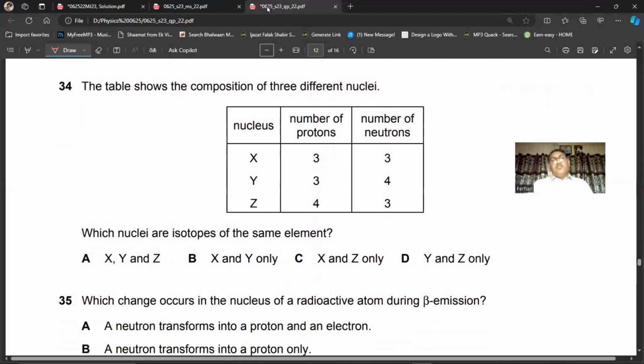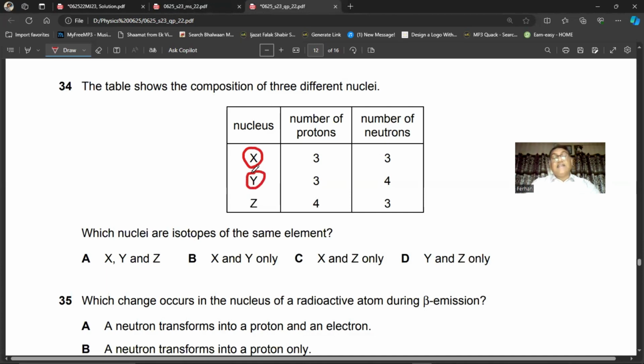Question number 34. He says the table shows the composition of three different nuclei. So nucleus, number of protons, number of neutrons are given. Which nuclei are isotopes of the same element? Those are the isotopes of the same element who have the same number of protons in their nucleus. Okay, so three protons. So they are the same.